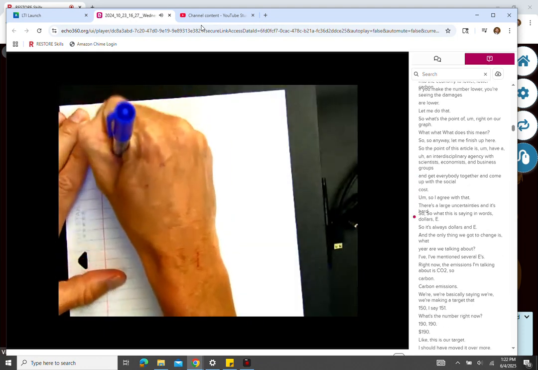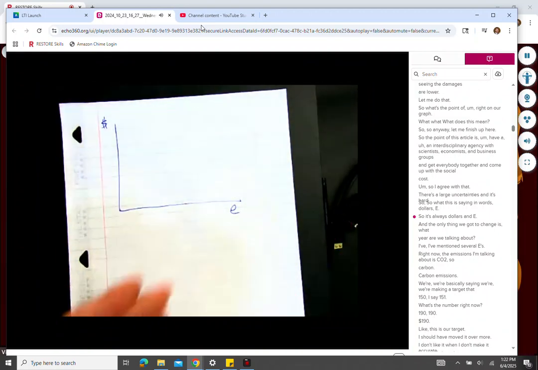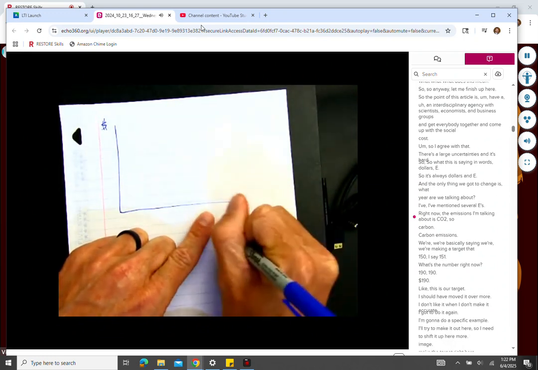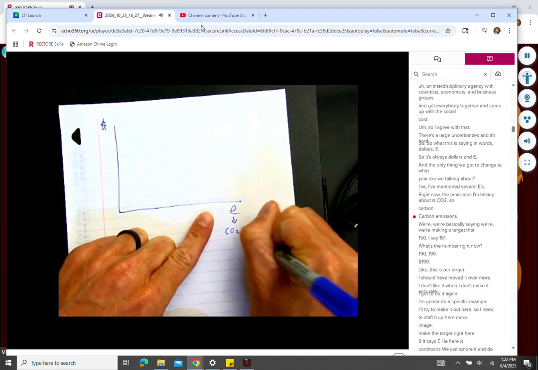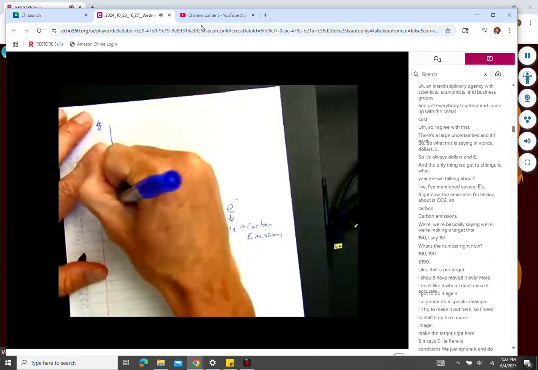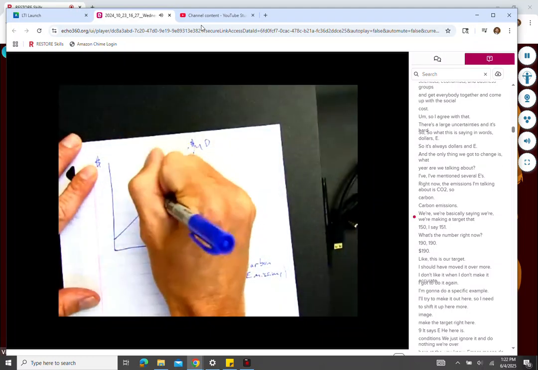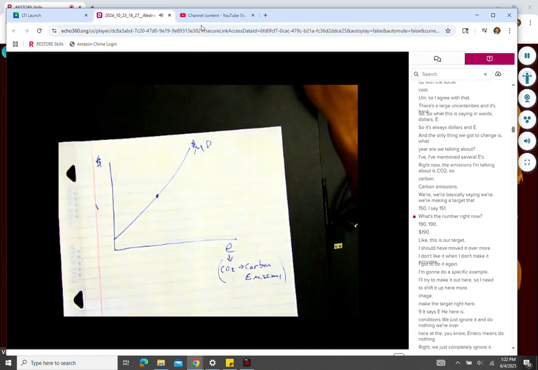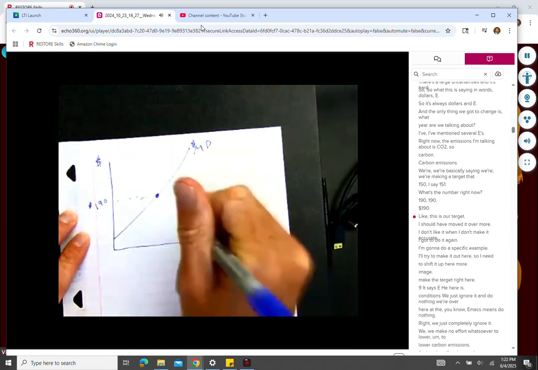So what this is saying in words: dollars, E. It's always dollars and E. The only thing we have to change is, what E are we talking about? I mentioned several E's. Right now, the emissions I'm talking about is CO2, so carbon emissions. So we're basically making a target of 150, I say 151. What's the number right now? 190. It's $190. Right, this is our target.